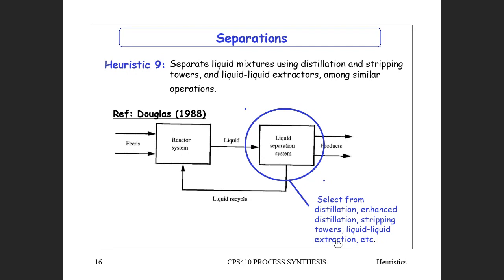Now, one third of our course is going to be allocated to looking at separation systems and how to do this, whether you're choosing distillation, enhanced distillation, and these options that we've got over here. So don't worry too much about it, but in 90% of the cases, it's going to be distillation. Right, so I said that we're going to look at heuristic 9, 10, and 11 in conjunction with each other.